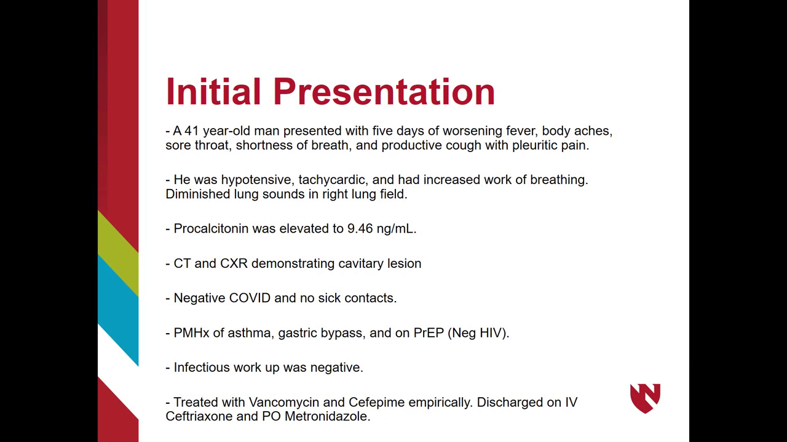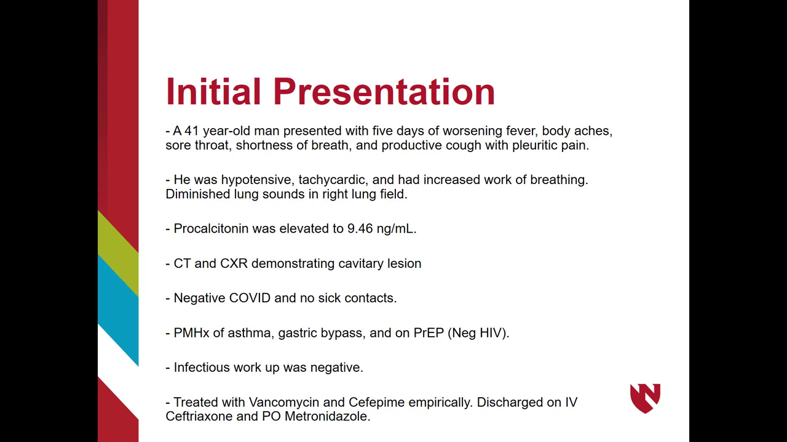Our case begins with our patient, a 41-year-old gentleman presenting with 5 days of worsening fever, body aches, sore throat, shortness of breath, and a productive cough with associated pleuritic pain. Vitals were significant for hypotension and tachycardia. On exam, he had increased work of breathing and diminished lung sounds in the right lung field. He did not have a leukocytosis, but procalcitonin was elevated to 9.46.